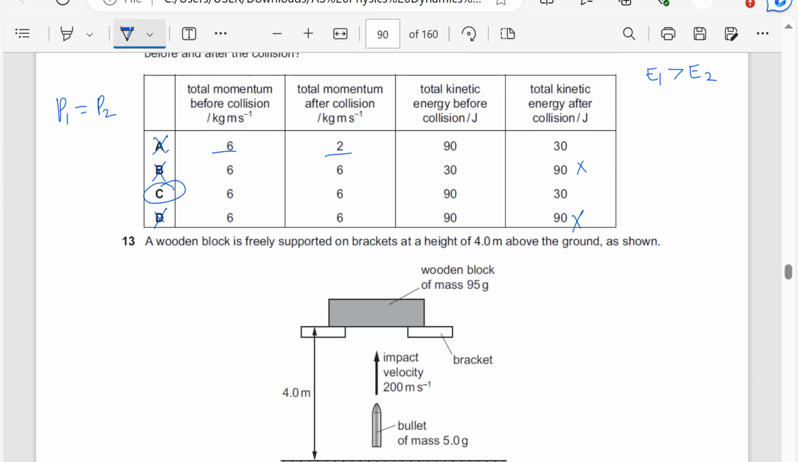A wooden block is freely supported on brackets at a height of 4 meters above the ground as shown.